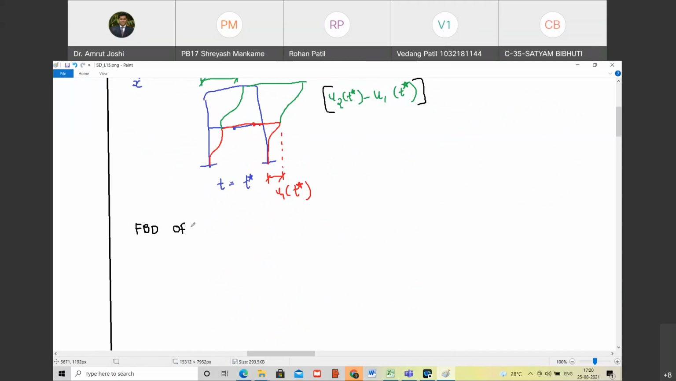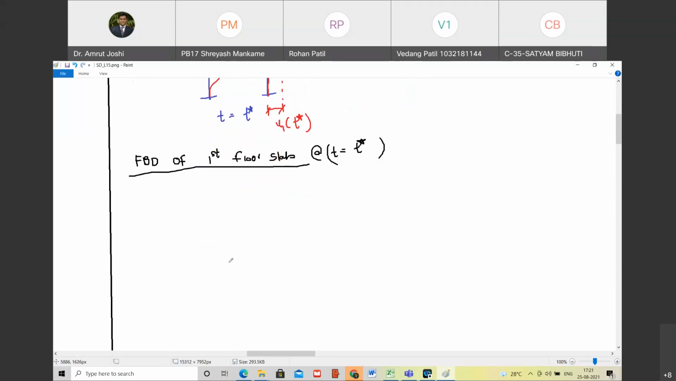of first floor slab. Happy? Yes, sir. Means which floor slab? This one. Happy? At time t equal to T star. So I am going to draw the free body diagram at time t equal to T star. Happy? Yes, sir. So this is the base.